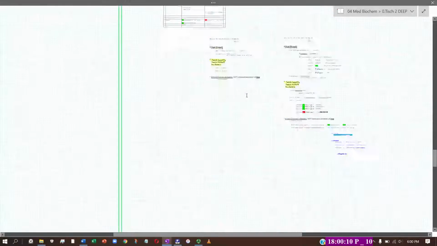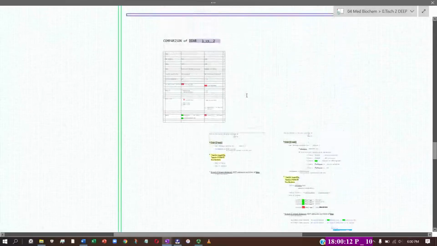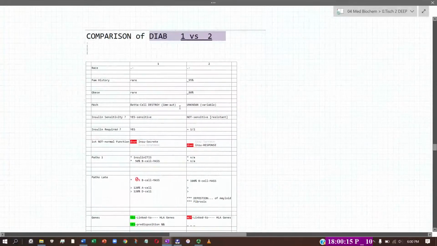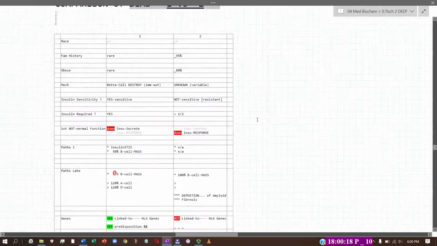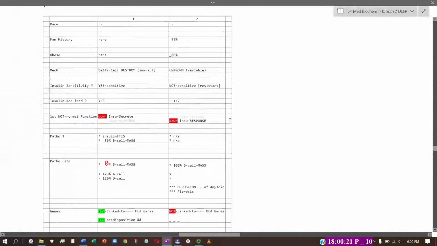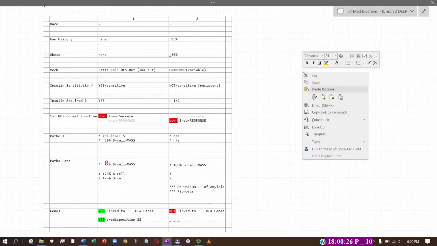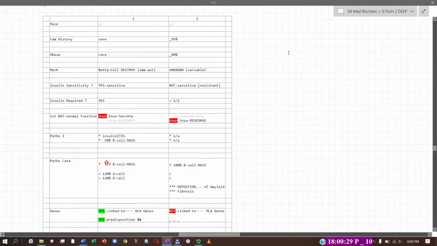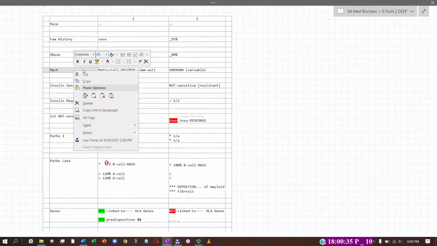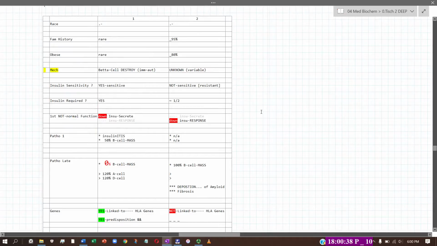So now, moving on to the comparison of diabetes 1 versus diabetes 2. Here's a table. Let's pick out three noteworthy things from here. I think this one's pretty important: the mechanism. Let's highlight that in yellow. The mechanism. So beta cells get destroyed under type 1. Beta cells get destroyed. Should make this bigger.